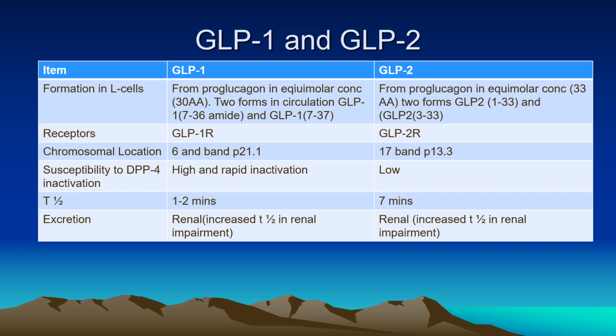GLP-1's chromosomal location is 6, that means messenger RNA is controlled through chromosome 6 band 21.1, whereas chromosome 17 band 13.3 controls GLP-2. Now, DPP-4 inactivation is very rapid for GLP-1, but it is slow and low level for GLP-2. Both have a very short half-life, but GLP-1 half-life is much shorter because of rapid inactivation by DPP-4, and renal excretion occurs in both these conditions.